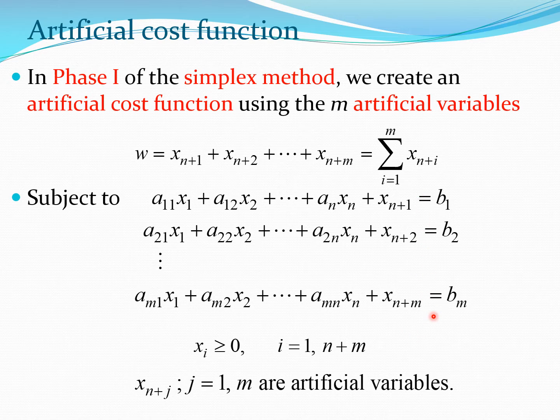So these are the new variables which have been created because of this two-phase simplex method, and now we are going to solve this problem. Essentially we want to minimize this function W. Keep in mind that all the x's are greater than or equal to 0, so the minimum value of this function W should be 0.